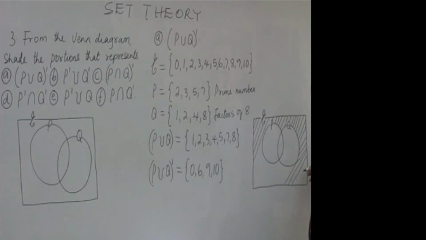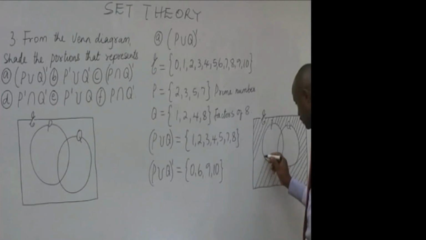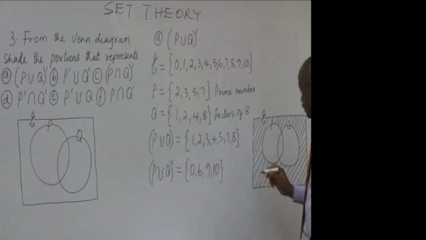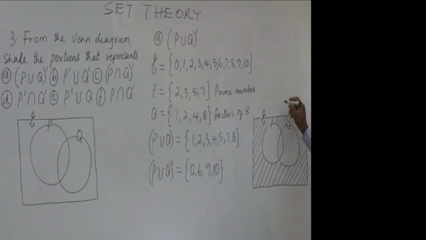Shade all this area, avoid P union Q. So this is P union Q prime, represented in Venn diagram. That is question number 8. We are going to clean up this and do question number B.